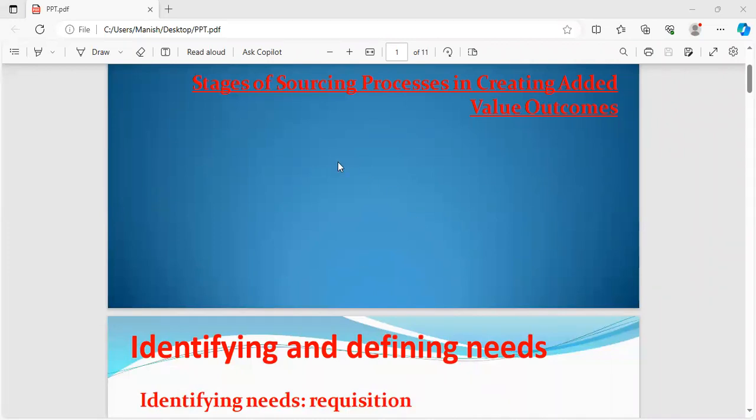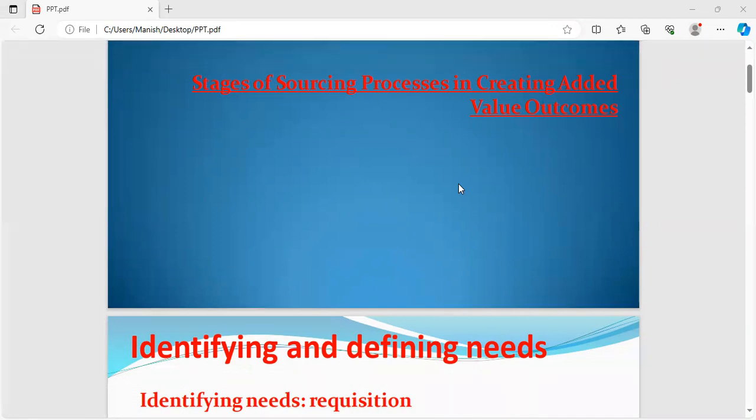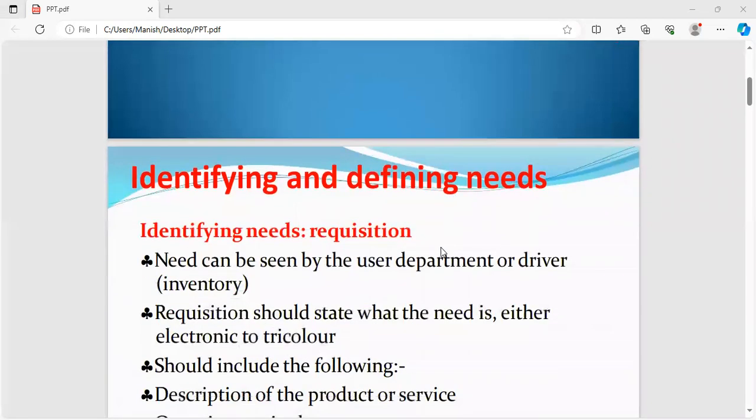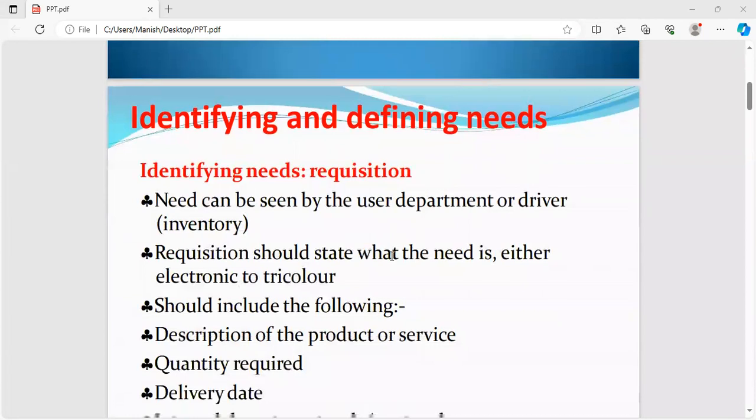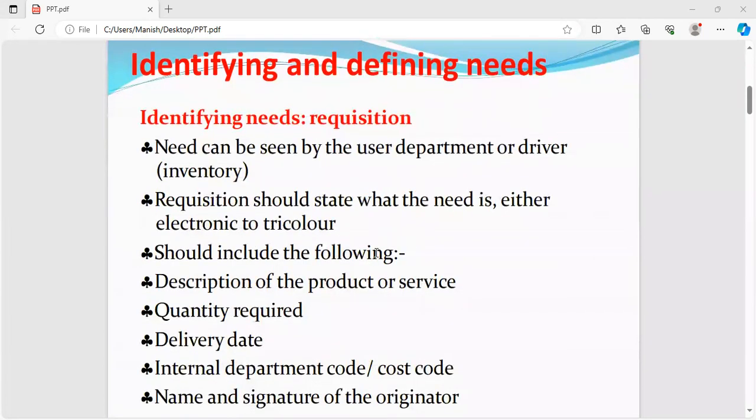Today I am going to deal with the stages of the sourcing process in creating added value outcomes. Starting with what the stages can be, it starts with identifying and defining the needs, wherein identifying the needs means requisitioning, identifying what the requirements are. A need can be seen by the user departments or driven by inventories, what the basic requirements are, what we are going for in the need of procurement.